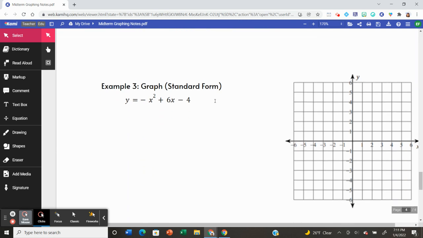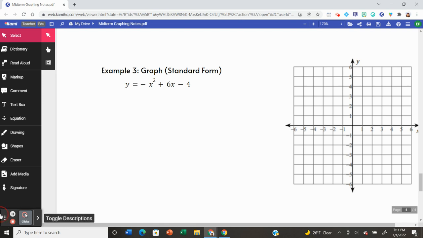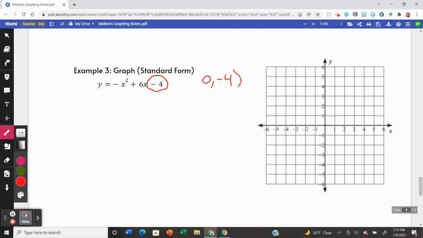Now, what if I asked you to graph a function in standard form? We would have to be able to figure out some information, right? Because we said standard form is relatively useless, not to hurt its feelings. But the only thing that we can really get from it is that our C value here is our y-intercept. So 0, comma, negative 4, we know, is 1 point that's on our graph.